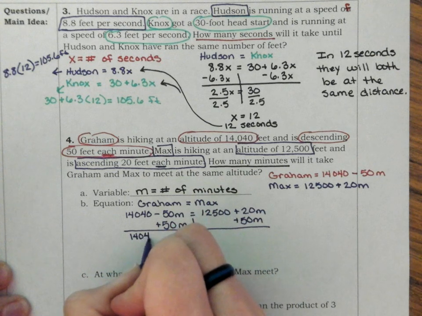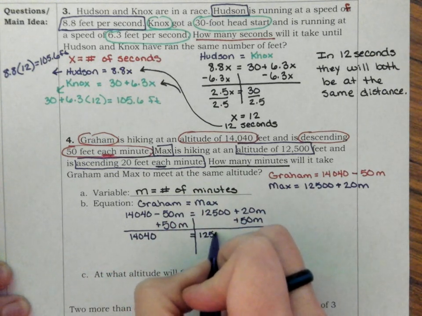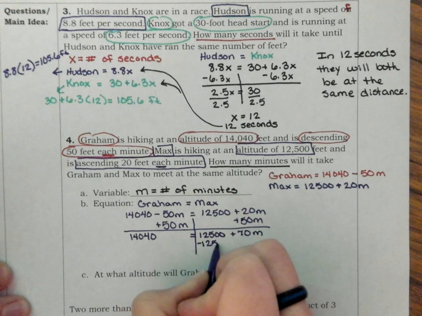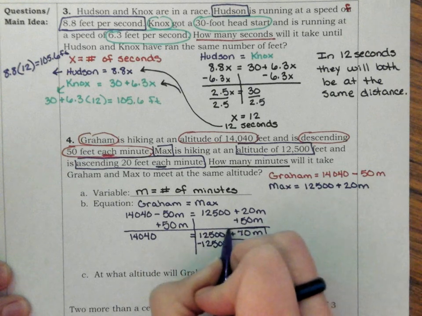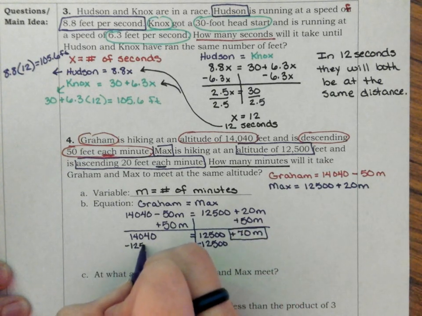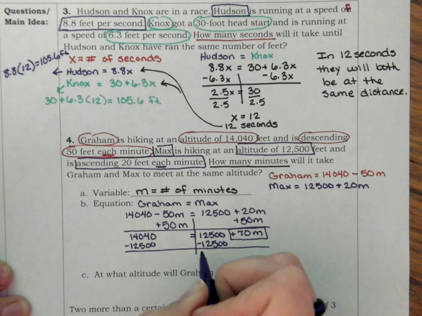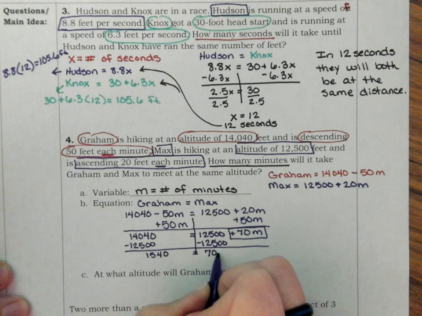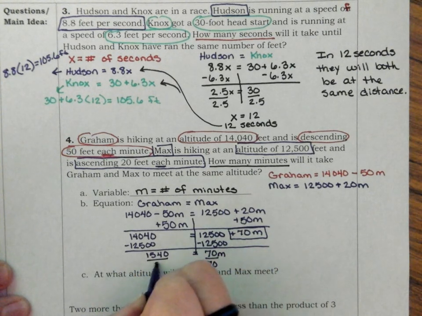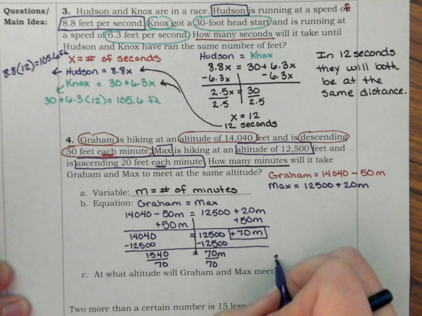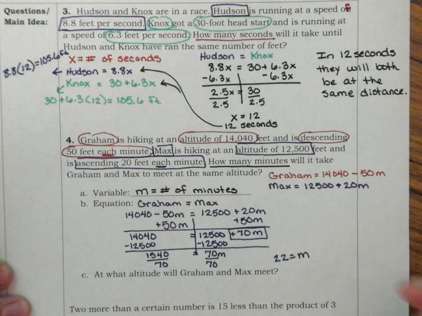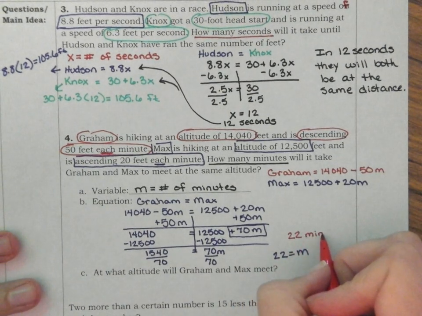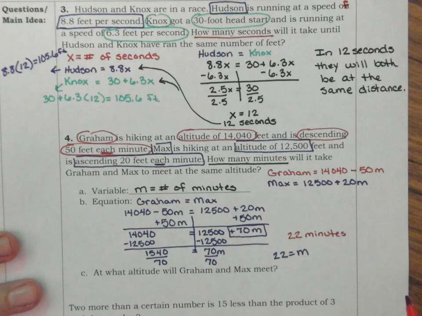So 14,040 equals 12,500 plus 70m. Then I'm going to subtract 12,500, because if I box in my variable, that's what stays. And this gives me 1,540 equals 70m. And then we divide by 70, and I get 22 equals m. So remember, this is your minutes. This is saying in 22 minutes, they will be at the same altitude.